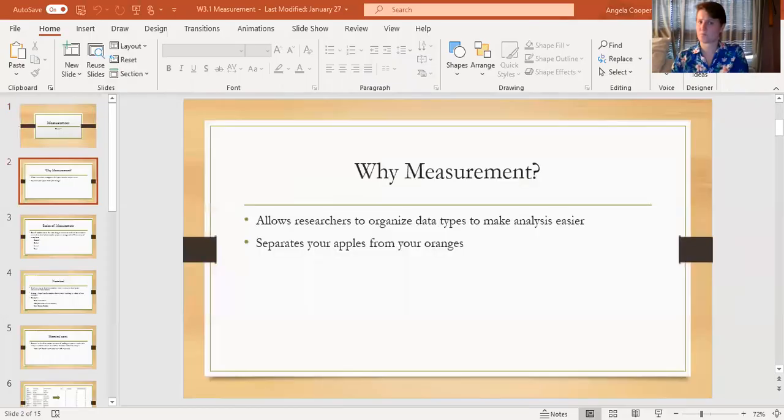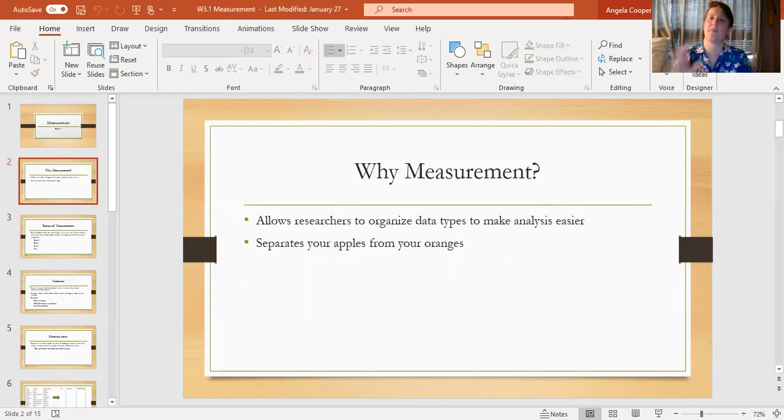So today we're going to get into measurement. We have reasons why we actually do this. So why do we measure variables in statistics? It seems like a silly question, but it needs to be asked to move forward. So it allows us to organize our data into different ways to make this analysis easier.